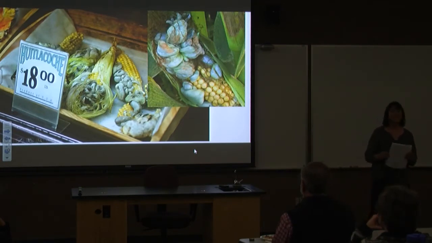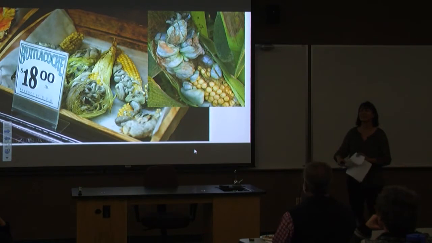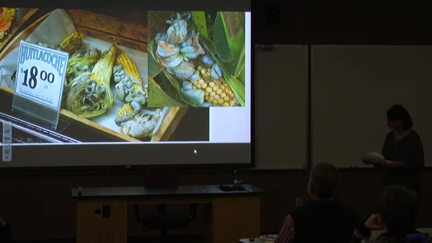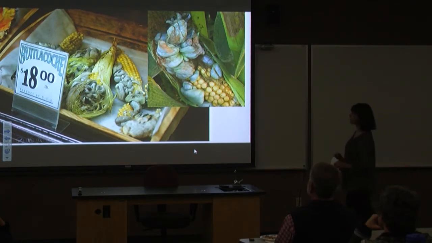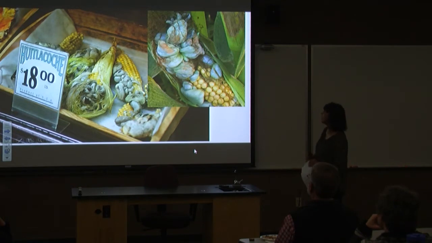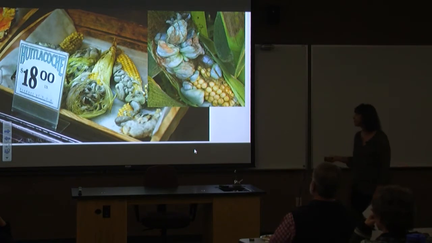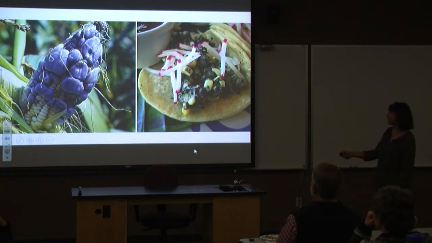And then this delicacy. Has anyone ever had this? This is corn smut. It is a delicacy in Mexico, and it is pronounced, I always forget how to pronounce it, huitlacoche. I think that's correct. It's also known as a Mexican truffle, because it's very highly prized. I don't know about you, but it doesn't really look very appetizing to me. So here's another image of this corn smut, and then it's cooked up in tacos and supposed to be pretty good.